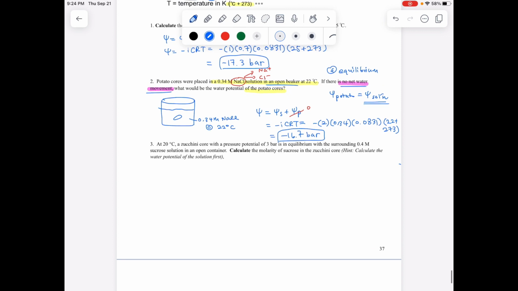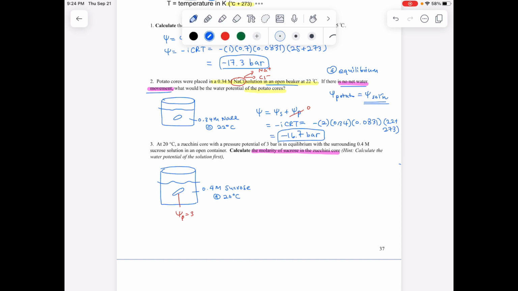Let's go to number 3 then. At 20 degrees Celsius, a zucchini core with a pressure potential of 3 bar is in equilibrium with the surrounding 0.4 molar sucrose solution in an open container. So this is at 20 degrees, and here is the zucchini core. Now, one thing that we know about this is that the pressure potential is given. It's at 3 bar. Now, what the problem actually asks us to calculate is the molarity of sucrose inside the zucchini core.